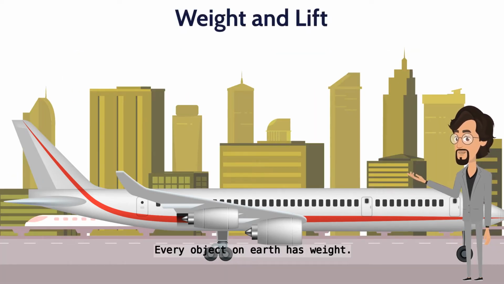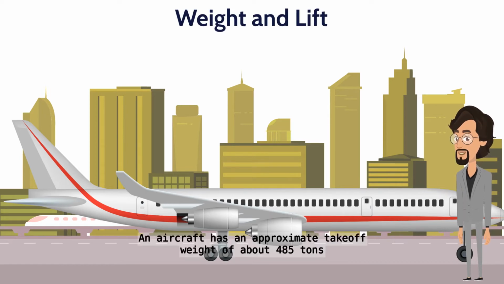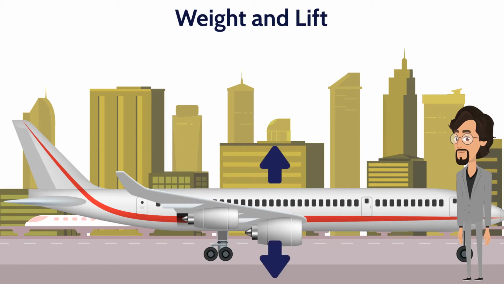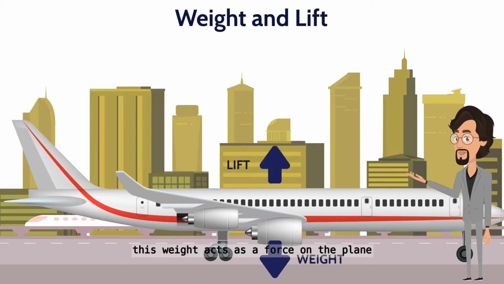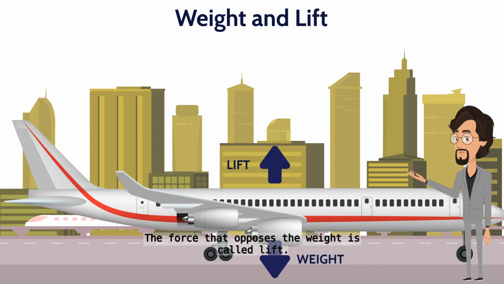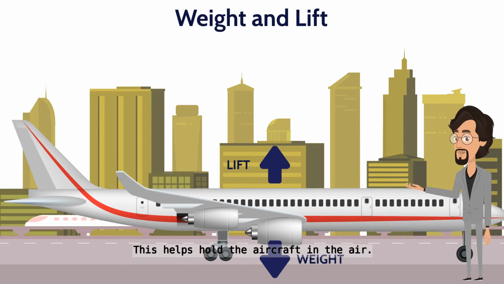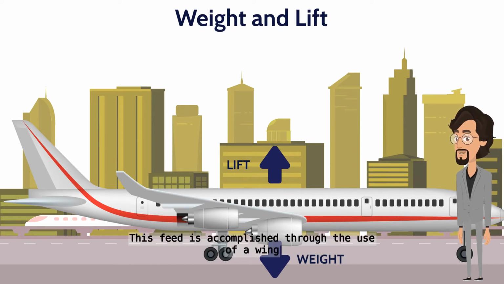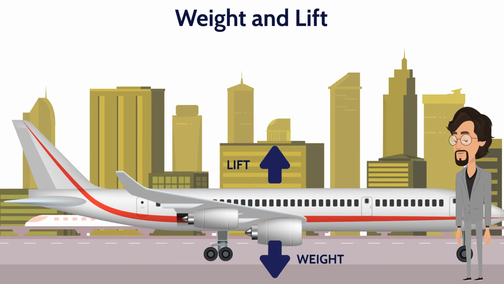Every object on Earth has weight. An aircraft has an approximate takeoff weight of about 485 tons. This weight acts as a force on the plane and pulls it downward towards the Earth. The force that opposes the weight is called lift. This helps hold the aircraft in the air. This feat is accomplished through the use of a wing, also known as an airfoil.